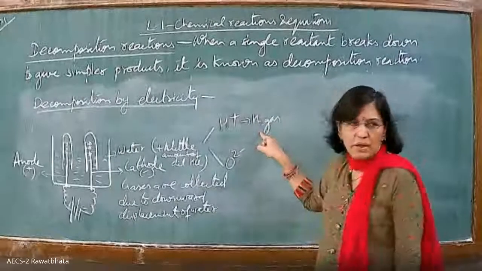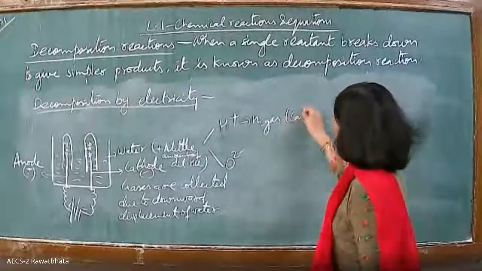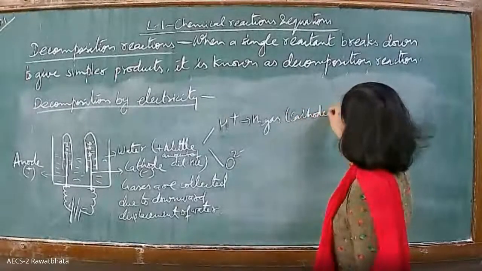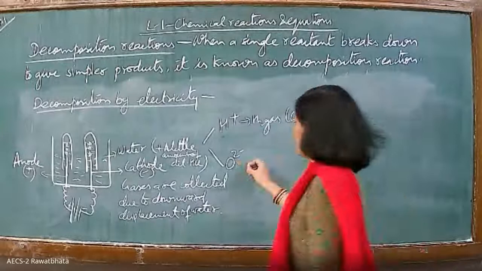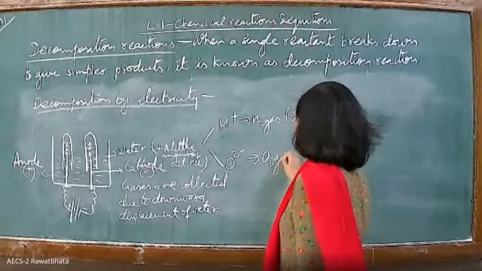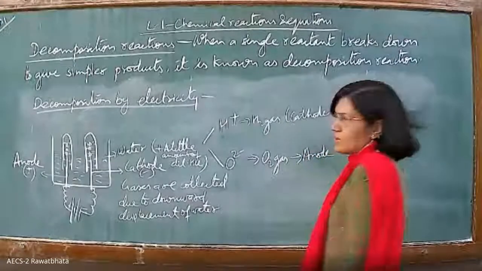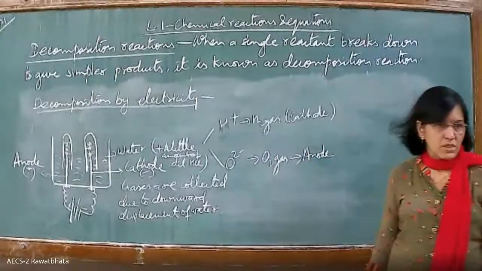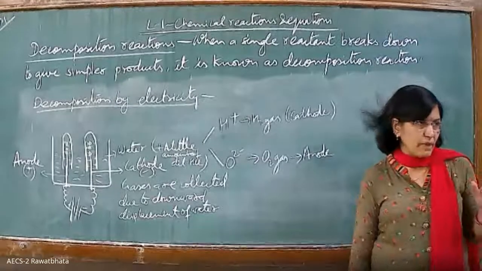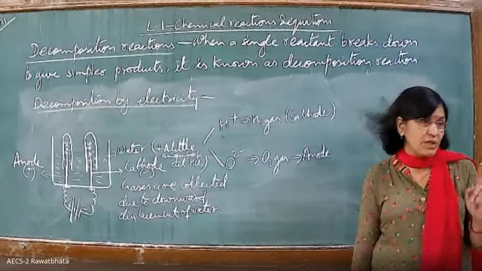So H+ joining with one more H will form hydrogen gas, and this will be collected at which terminal? Cathode. Has to be cathode, negative terminal. And O2- will join with more oxygen and form O2 gas, oxygen gas, and get collected at anode. This is the first thing you are supposed to keep in mind: which gas collects where. That is the first important issue in electrolysis of water.